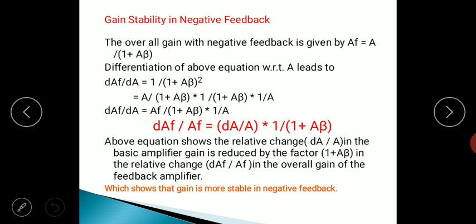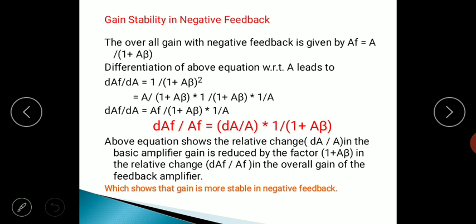Now what we do is we'll differentiate this equation with respect to the open loop gain A. So if you do that, we get dAF by dA is equal to d by dA of A by 1 plus A beta, right? So you have to differentiate A by 1 plus A beta. If you use the u by v rule or the direct formula, it can be written as 1 upon 1 plus A beta the whole square.